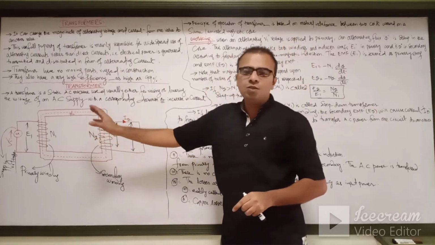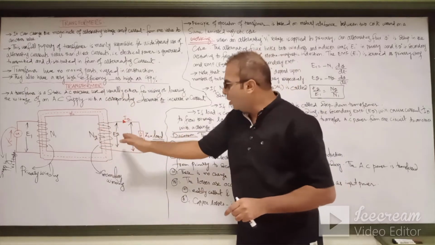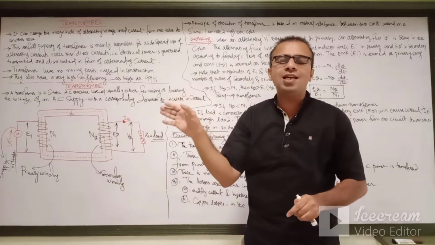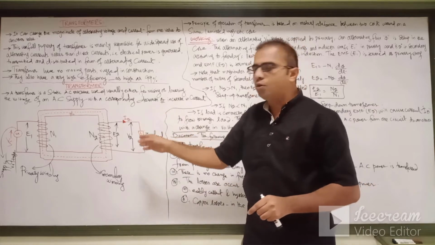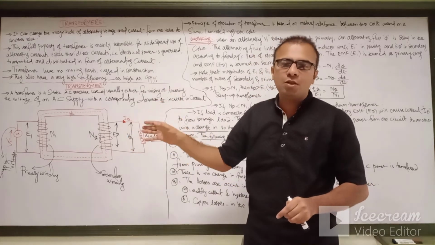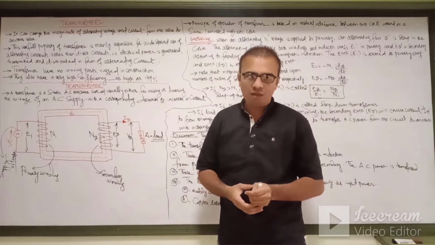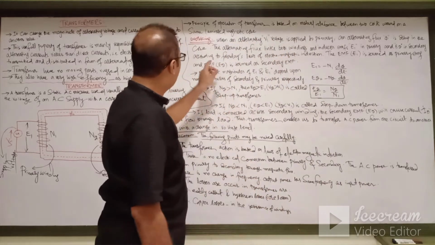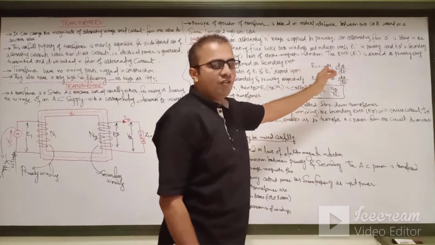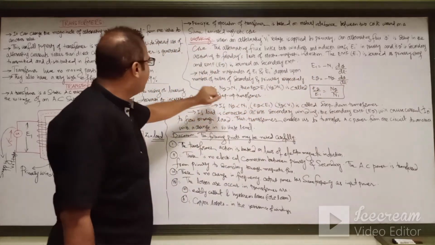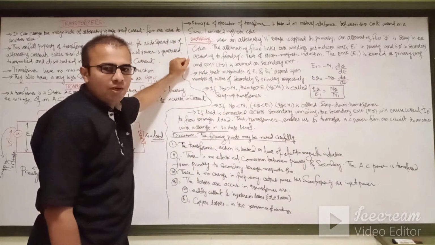E1 is produced in the primary winding of the transformer, and E2 is induced because of the magnetic coupling between the two coils, the primary and the secondary coil, and due to the flux linkages between the two coils, E2 is produced in the secondary winding of the transformer. Now, according to Faraday's law of electromagnetic induction, EMF E1 is termed the primary EMF and E2 is termed the secondary EMF.